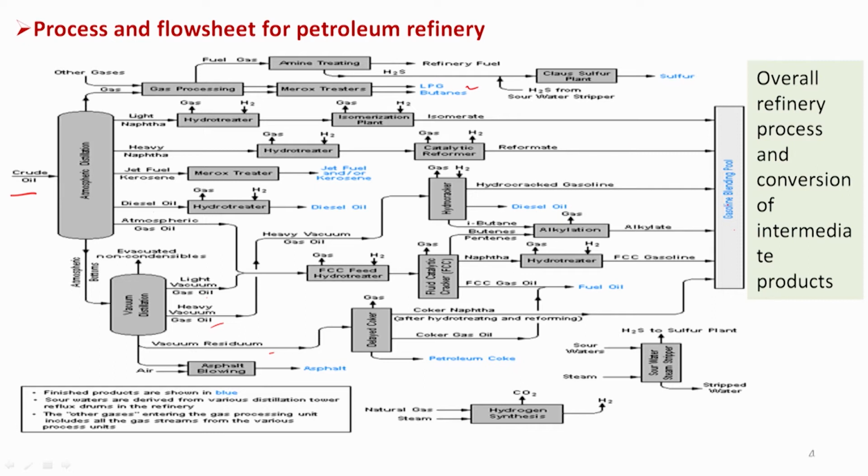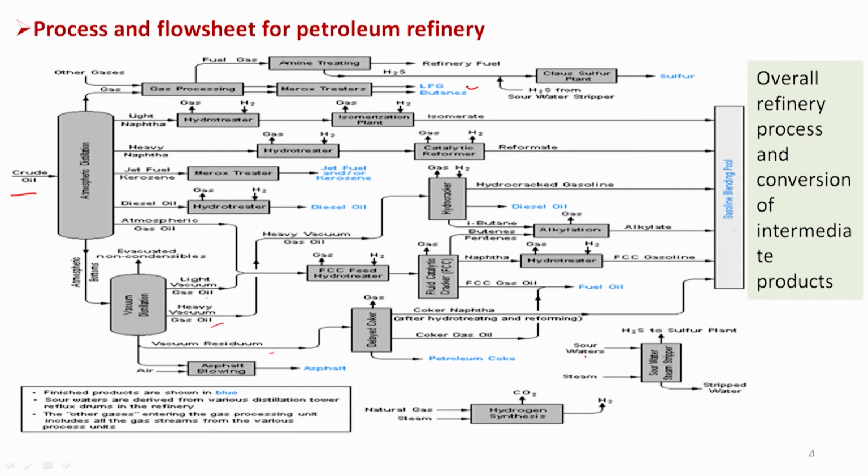So, this is the overall process, and in this case we see here natural gas and steam, hydrogen synthesis can take place by this, the vacuum residue also, and here in this case sour water, the steam stripper, this is one important unit, that is stripped water, the steam and sour water we are sending here.